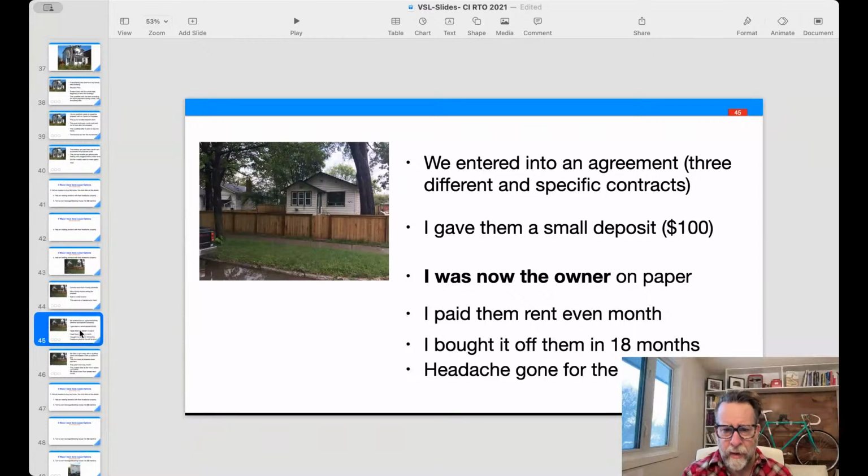So I'm now the owner, I'm paying them rent every month, and I bought it off of them in 18 months. So I solved their headache. Basically, I started paying them rent right away, even though I hadn't filled it yet. And so I solved their headache. They were super happy. I basically found a tenant within 10 days on this property, and they moved in about a month later. And they had $10,000 to put down and paid rent and all that sort of stuff.